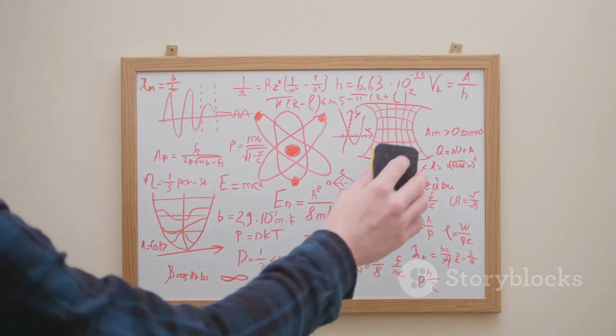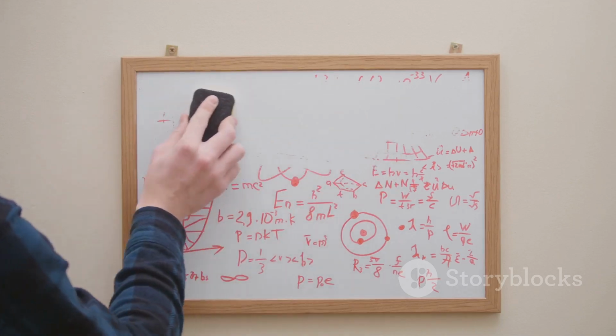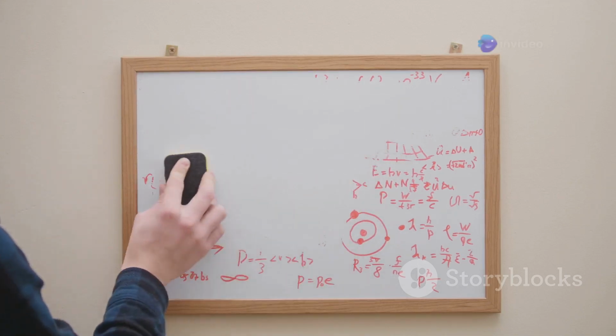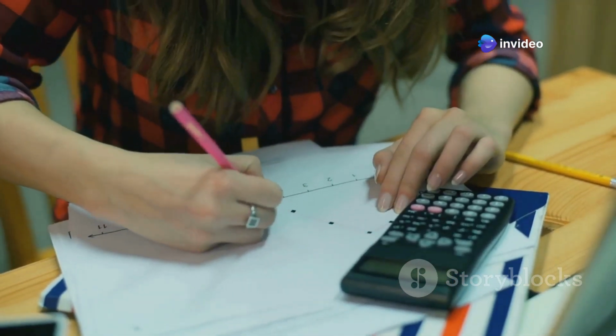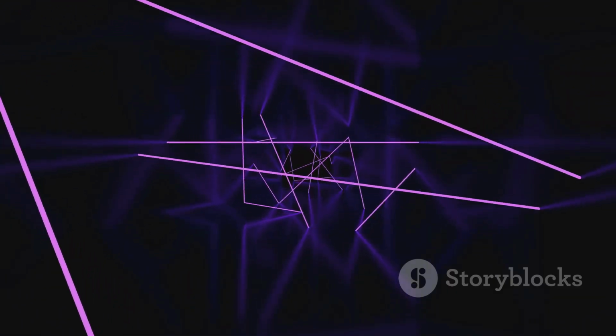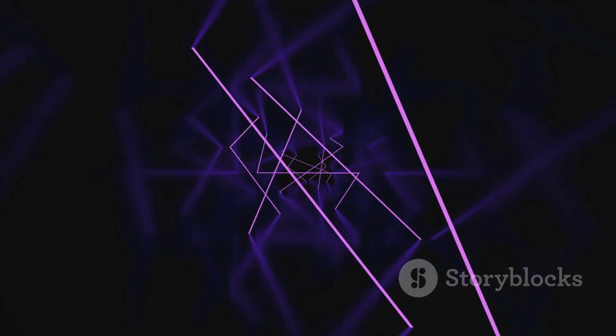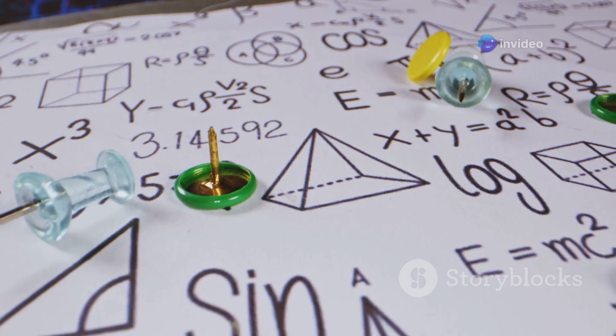To simplify the analysis of uniformly accelerated motion, physicists have developed a set of equations known as the equations of motion. These equations provide a powerful toolset for solving problems related to uniformly accelerated motion. They connect the key variables of motion: displacement, initial velocity, final velocity, acceleration, and time. Here are the key equations of motion. 1. Final velocity equals initial velocity plus acceleration times time.